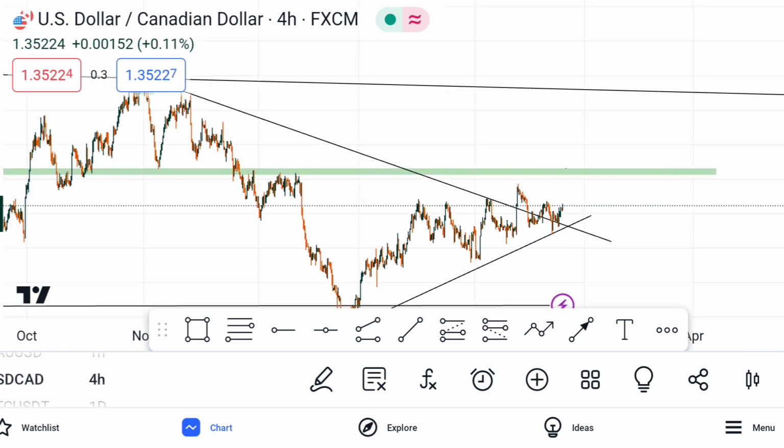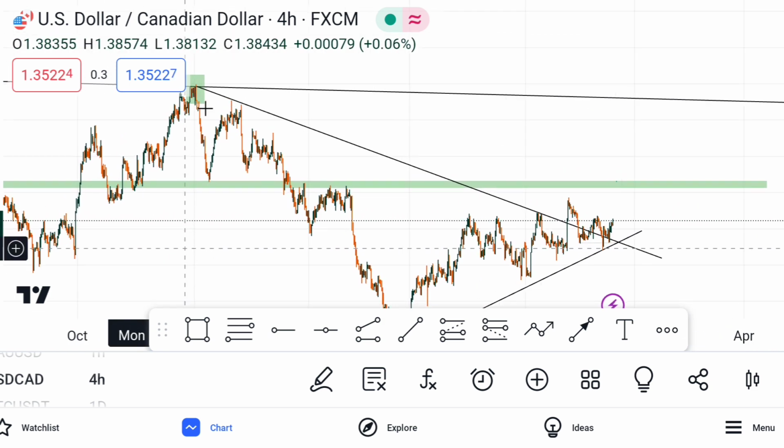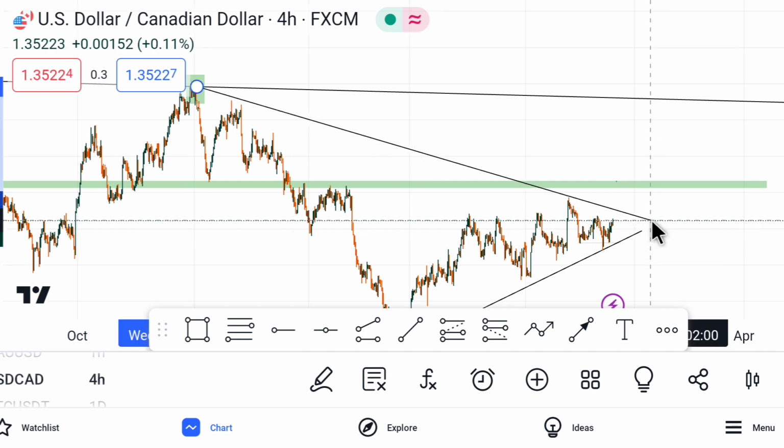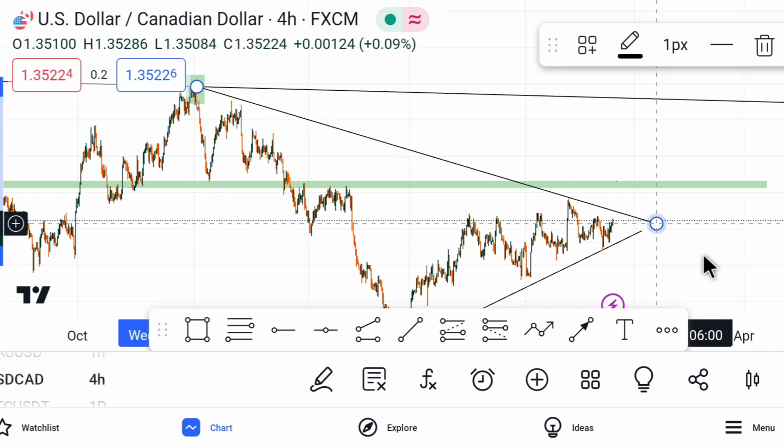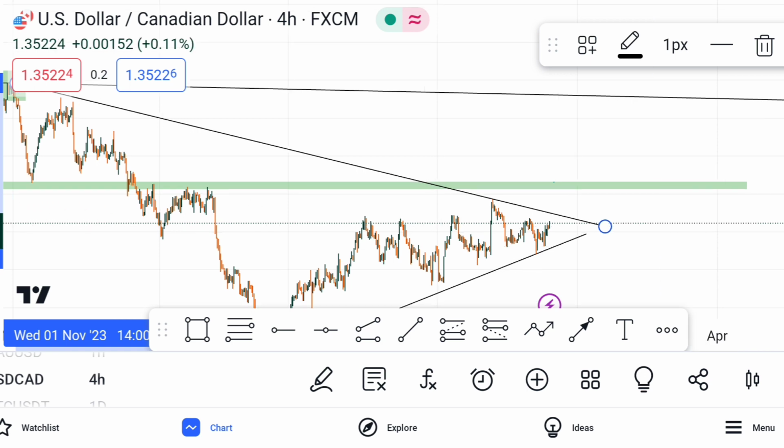But the market broke. We had this touch, this touch, this touch. So the market broke it. When the market broke the trend line, we had to adjust our trend line to this point here. So the market was just here last week.